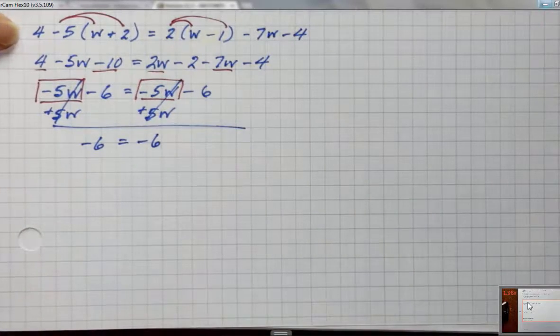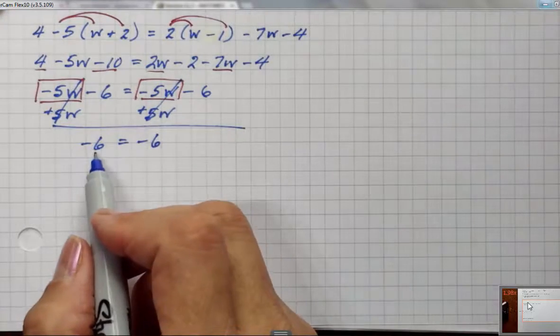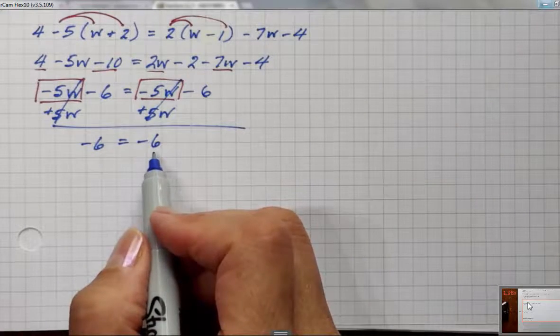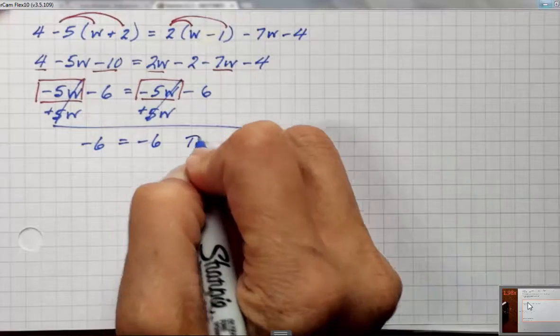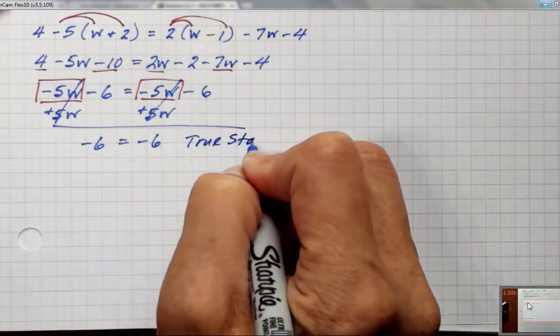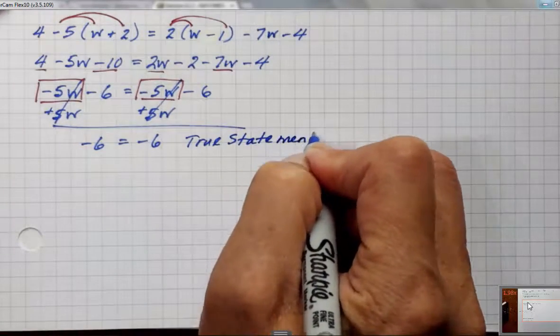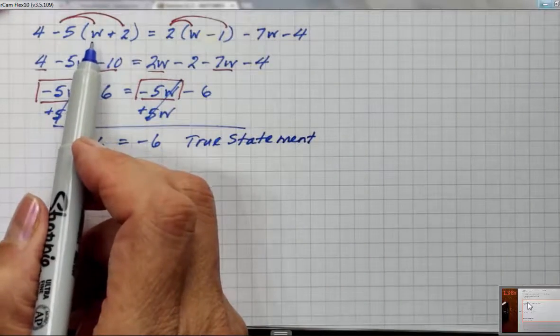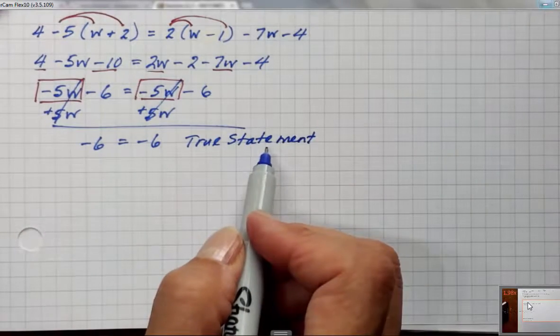Now this is different than an inconsistent equation because negative 6 is equal to negative 6. So this is a true statement. And since it's a true statement, that means that no matter what I put in for w, I'm still going to get a true statement when I'm all done.